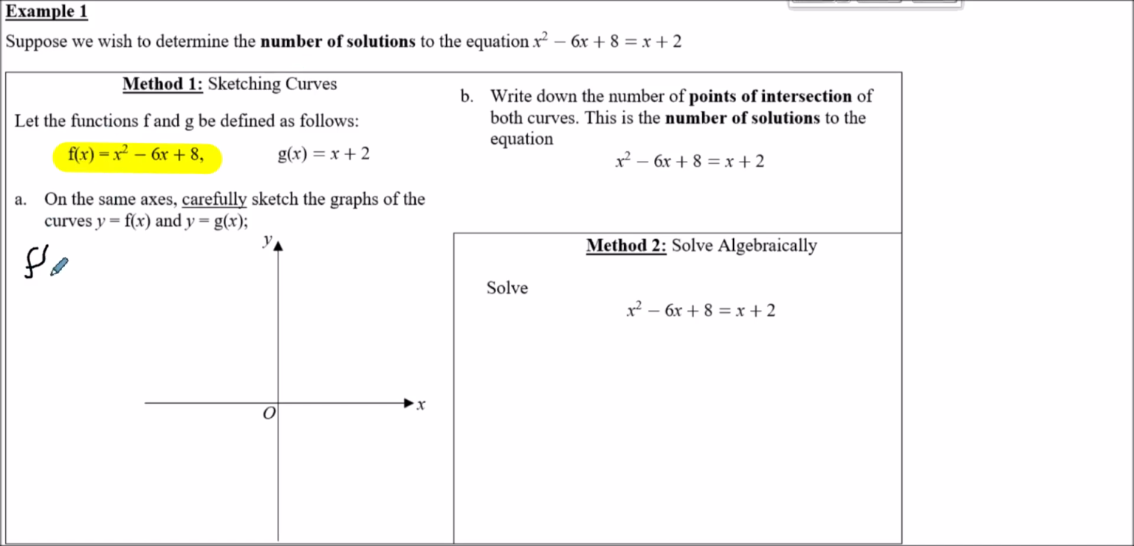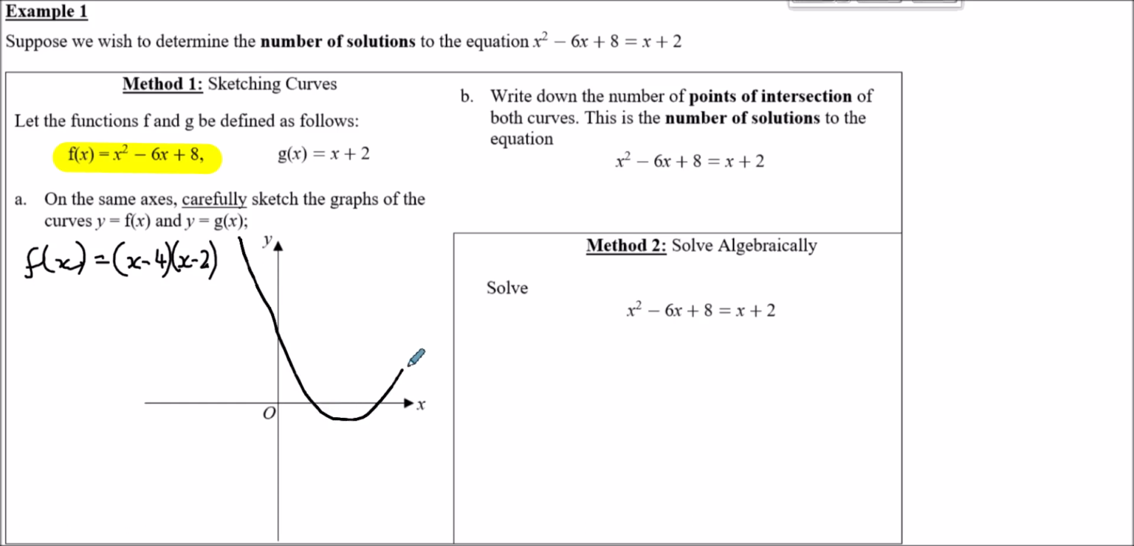So f of x, we can rewrite this as being x minus 4, x minus 2. Because minus 4 times minus 2 gives us positive 8, and minus 4 add minus 2 is minus 6. So we know that the roots of this are going to be at 2 and 4. So we can write those in straight away, 2 and 4. And as well, it's going to have a y-axis intercept at 8. So this curve is going to look something a bit like this.